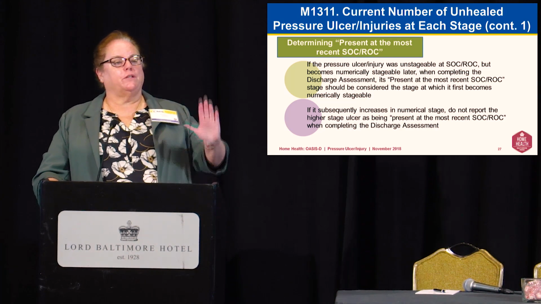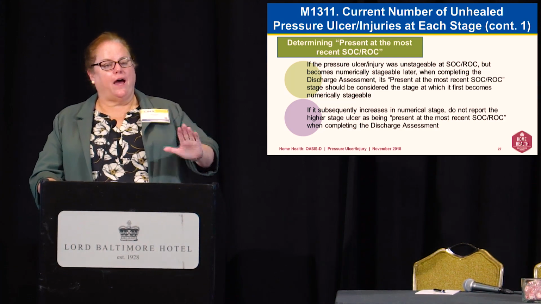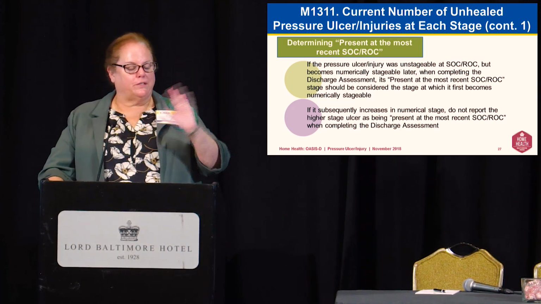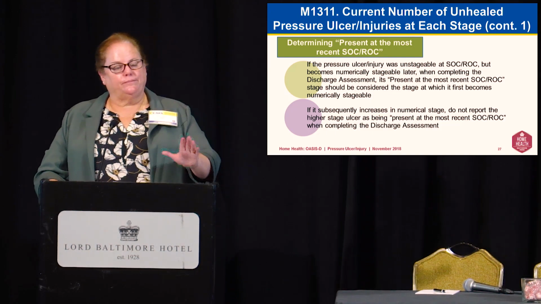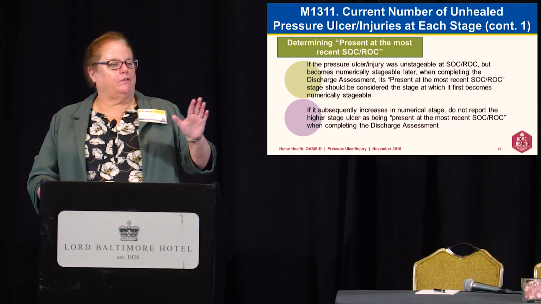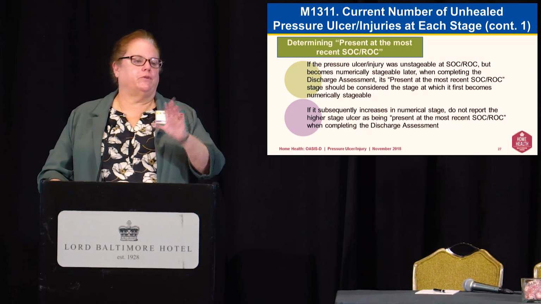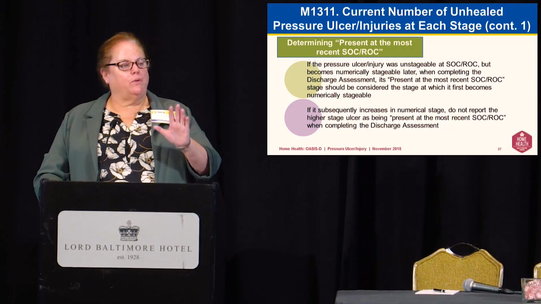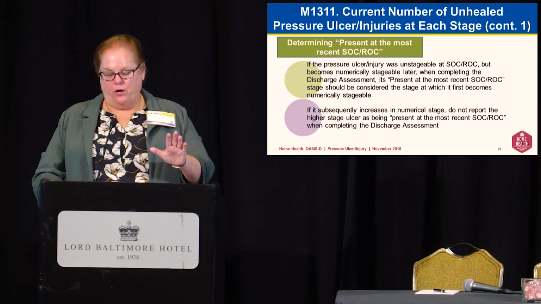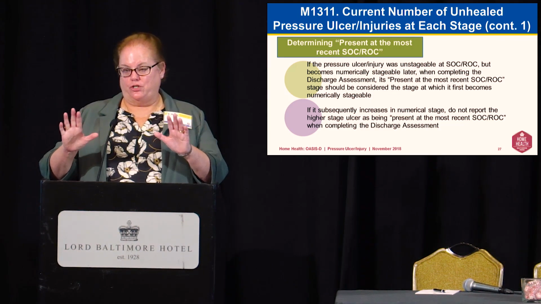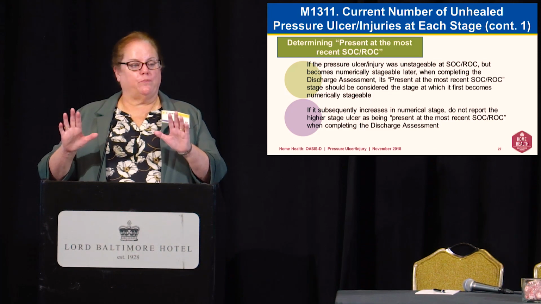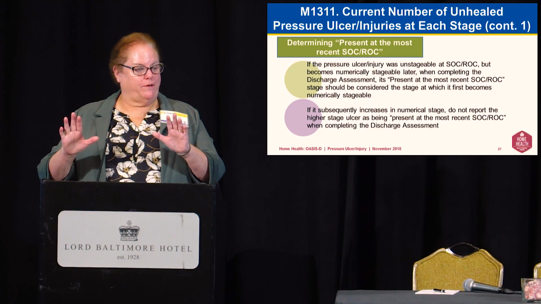So let's talk about this. You have a patient come in, they have an injury, let's say it's covered with slough and eschar, we can't stage it. 2 weeks in, the slough and eschar is cleaned away, debrided chemically or whatever. We now know it's a stage 3. We code it as such. At discharge, they still have that same stage 3. It's considered present upon admission. Is that clear to everyone?